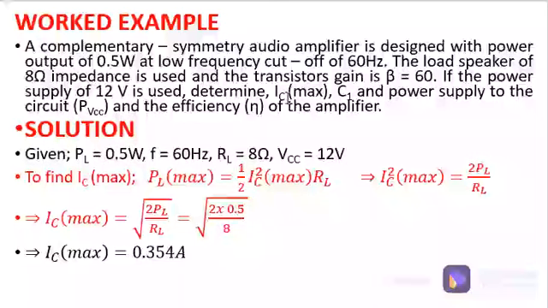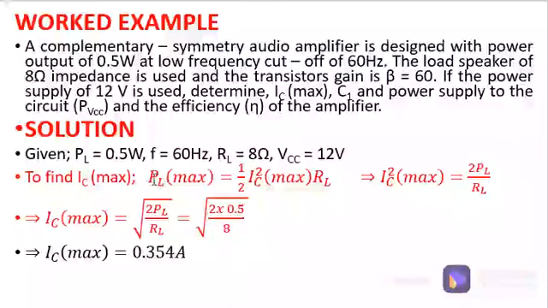to determine the IC, that is the collector current maximum, the value of the capacitor C1, and the power supply to the circuit, which is VCC, and also to find the efficiency of the amplifier. Now this is our solution. The values given in this question are the load power, which is 0.5, the frequency, which is 60 Hz, the load resistance, which is 8 ohm, and the VCC, which is 12 volt. Now if we want to find the IC current, we use this formula.